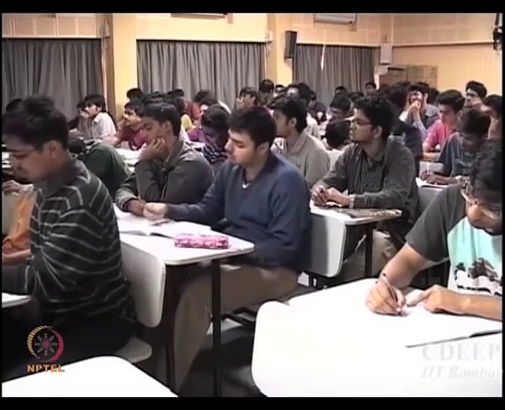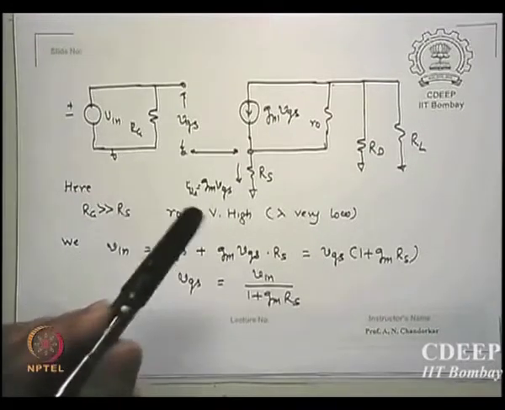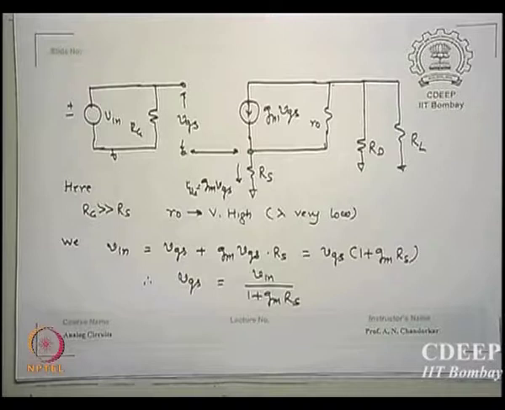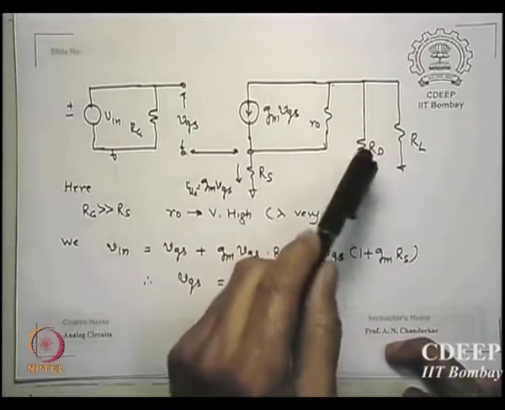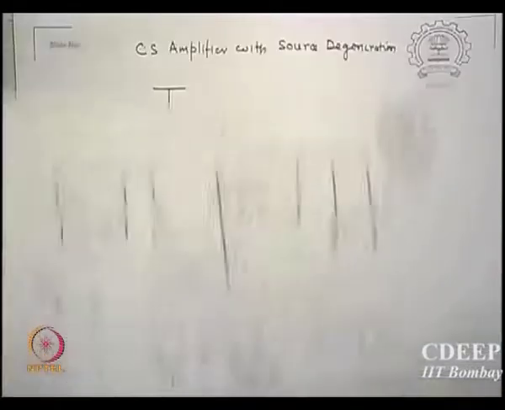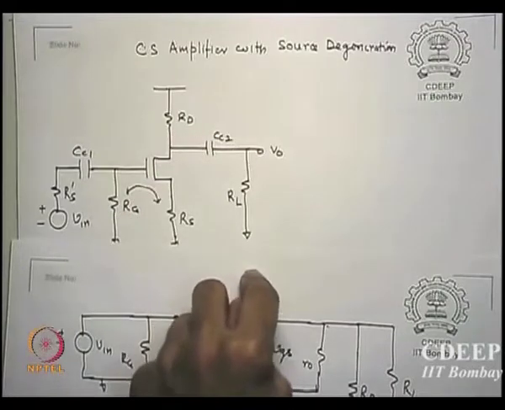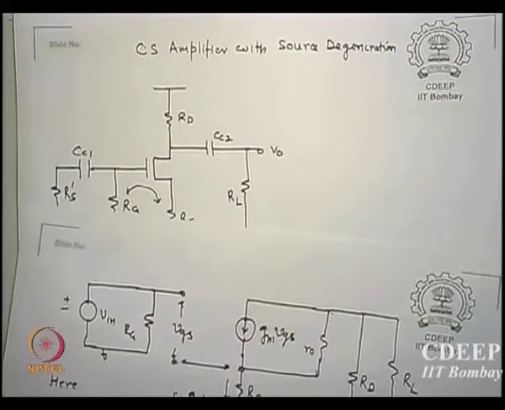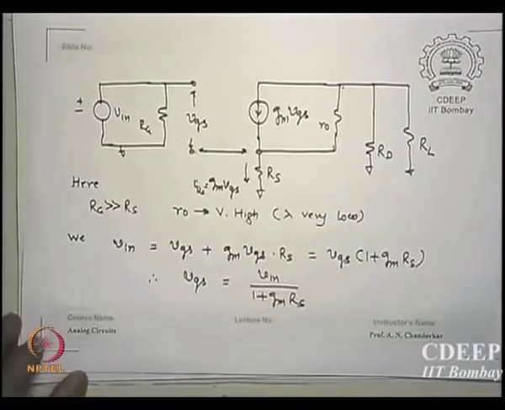The circuit analysis is almost identical. The only difference: do you see something different in the equivalent circuit I have drawn now? This RS I have drawn from source to the ground. But remember, this RD and RL are not going to the source now. Where are they going in the actual circuit? RD is going to the ground, RL is going to the ground, but not to the source, because the source is not grounded. The source has an RS going to the ground.